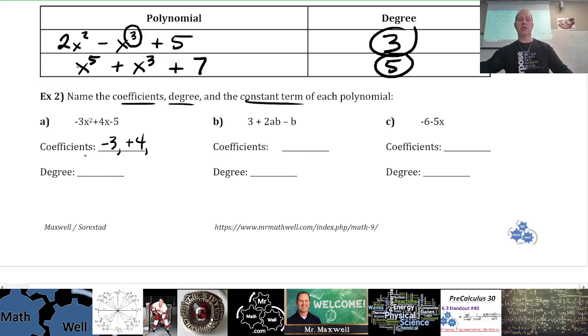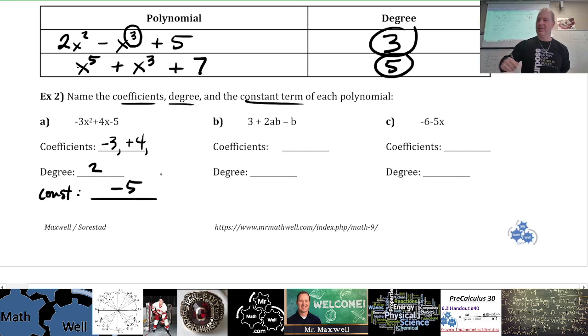Okay, degree. What's the degree of this polynomial? 2. Very good. And the constant is what? Close. 5? Thank you. -5. Perfect. Yes, -5. Excellent. Boy, you guys are catching on. This is great. Okay, please go ahead and do B and C here. And on your own, see if you can ace this.